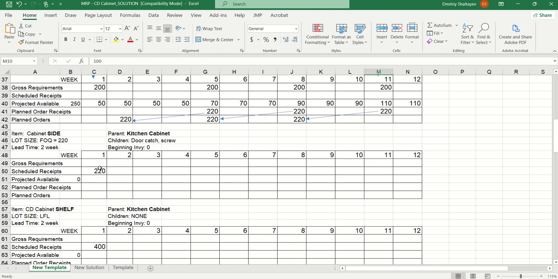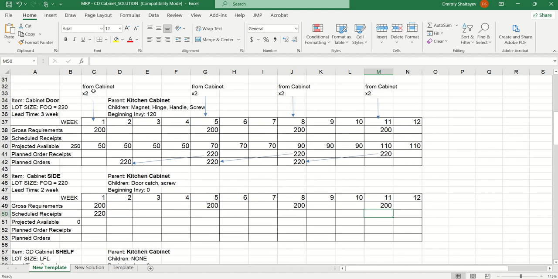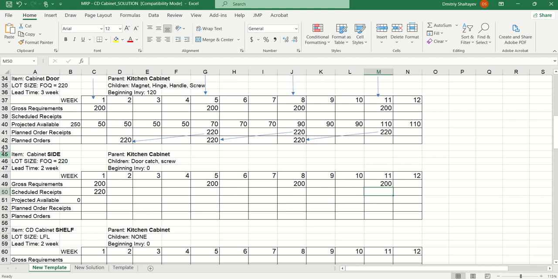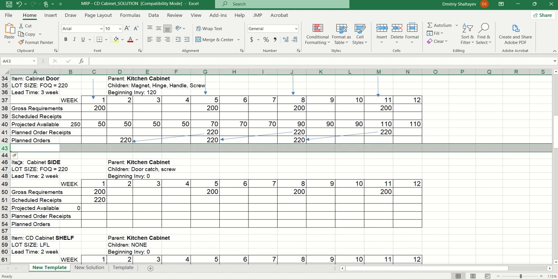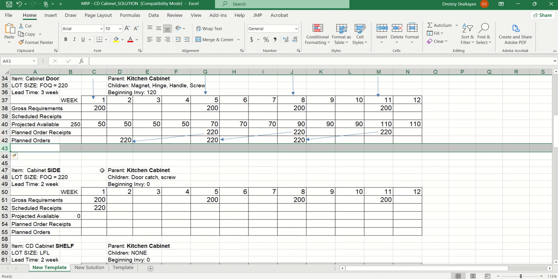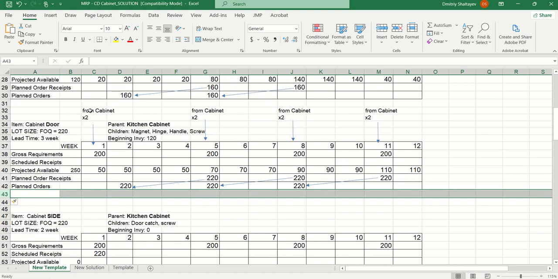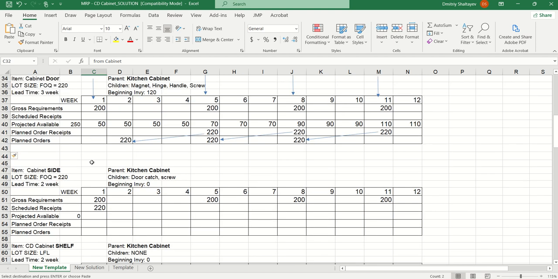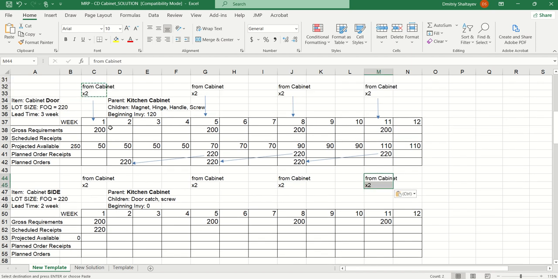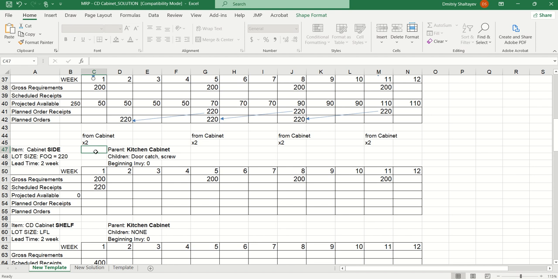So let's go ahead and do that, right? 1, 200, 5, 200, is it 8? 8, yeah, 200, and 11, 200. And I'm going to do exactly the same thing as what I did over here, okay? Except I need more space. Hold on, I'm going to insert a couple of rows here. And I'm going to say from the cabinet times 2. Bam, bam, bam, and bam. Okay? And I'm going to put an arrow as well right here.